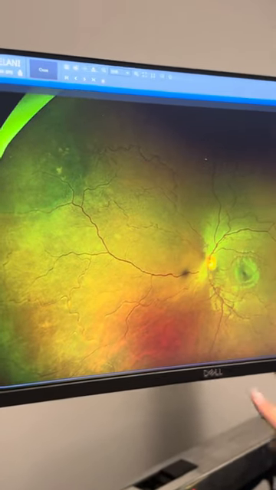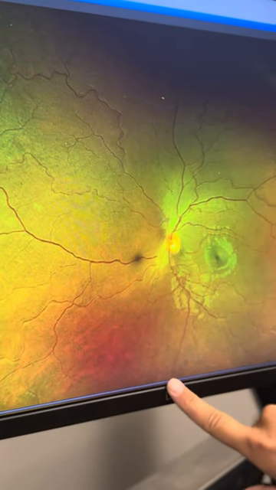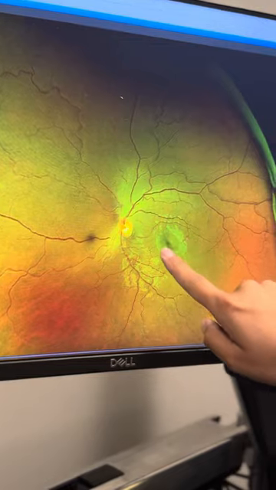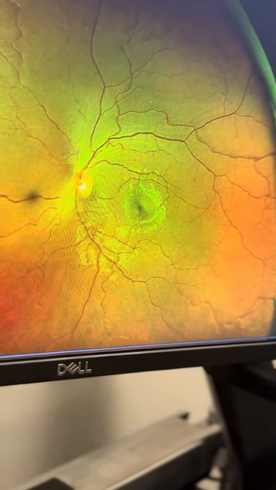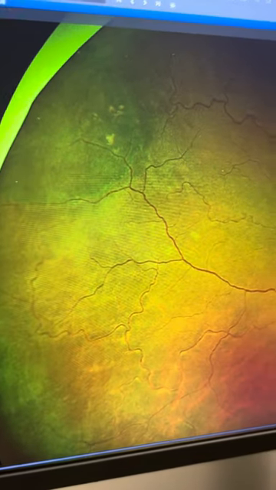Okay, so this is the optic nerve, the cable that connects the eye to the brain. These are the blood vessels. This here, where it's colored a little bit differently, is called the macula. That's responsible for your central vision. And then this whole back wall here is the retina.